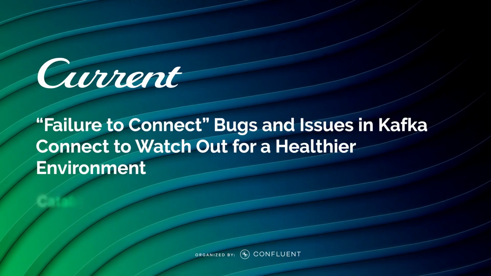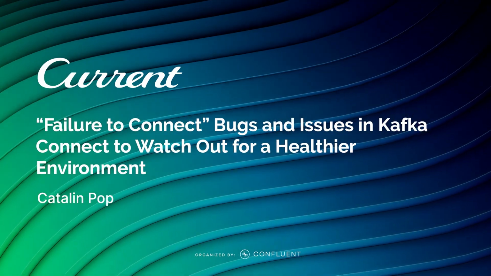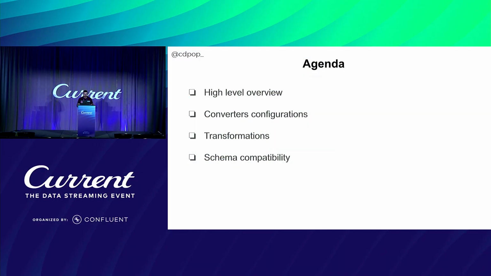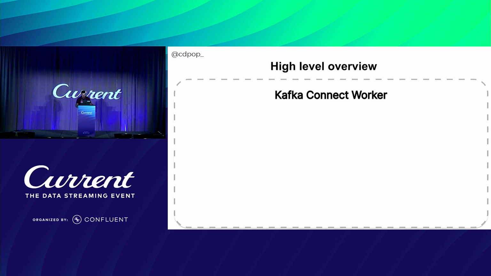At a high-level overview, we're going to talk about the breaking points within a source and a sink connector. Then we're going to talk about some converter configurations, how to handle transformations, and then some schema compatibility. So we start off with a Kafka Connect worker.